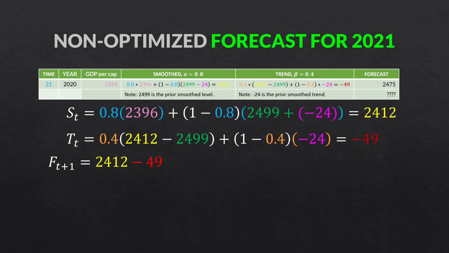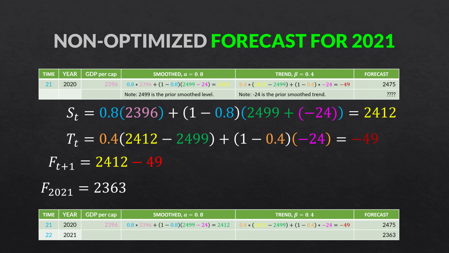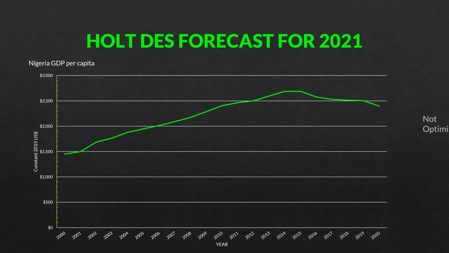So we add those together, which is actually subtraction in this case, and we have a forecast for the year 2021 of 2363. So we put that forecast in our chart, and we can see it there below the forecast for 2020. So, based off this data, our forecast for Nigeria's GDP per capita for the year 2021 is $2,363. We put that on a chart and it looks like this. So our data point falls right about there, which makes sense. It seems like that's pretty close to the ballpark of where we'd expect it to be. But remember, this is not optimized. We haven't optimized our alpha and beta yet. But that looks pretty good for just picking alpha and beta at random.